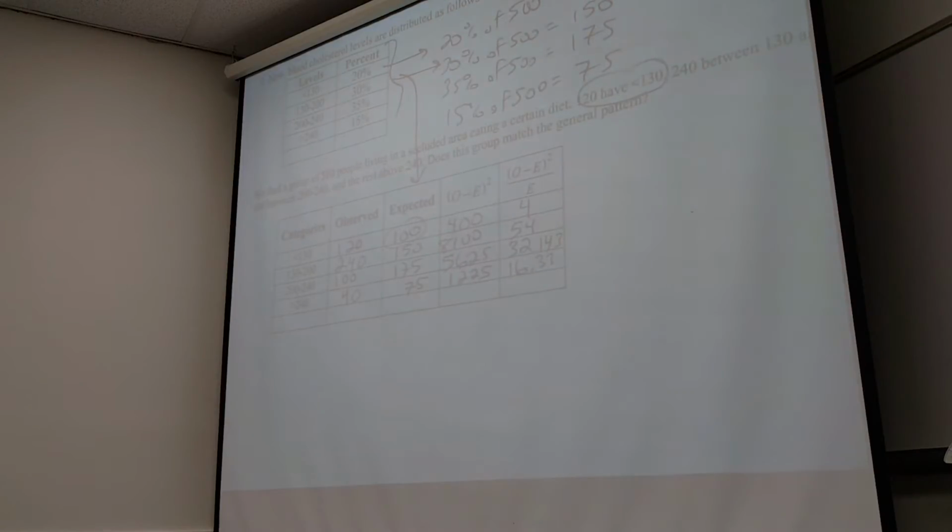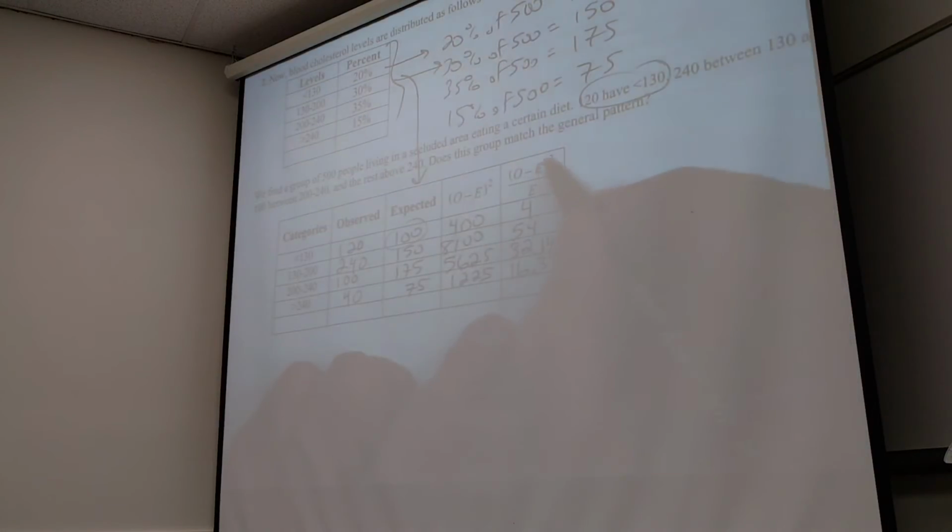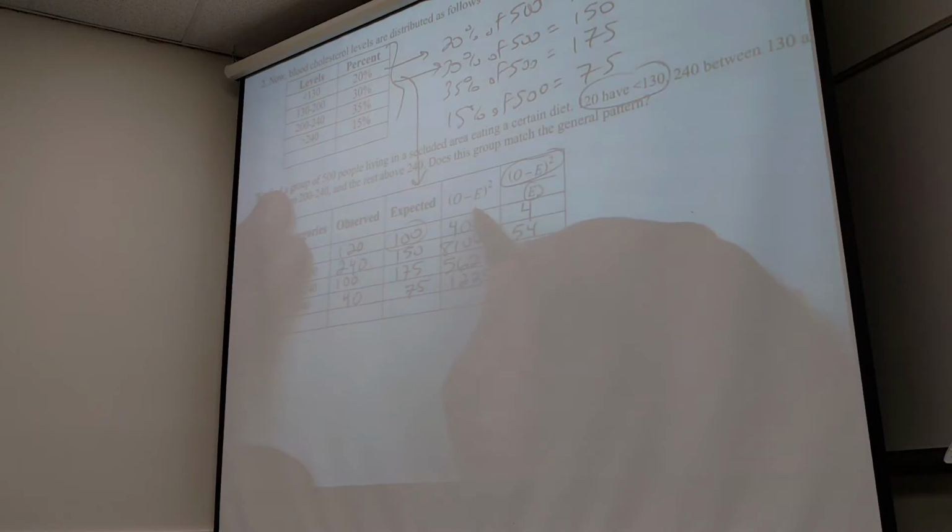So what I did, for example, is take all these, which are all here, divided by these, which are here. So 400 divided by 100, 8100 divided by 150. If you were doing this in your calculator, you could say this list equals that list divided by that list. It would populate it if you wanted to.